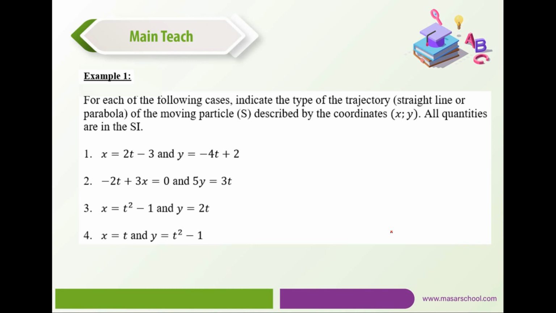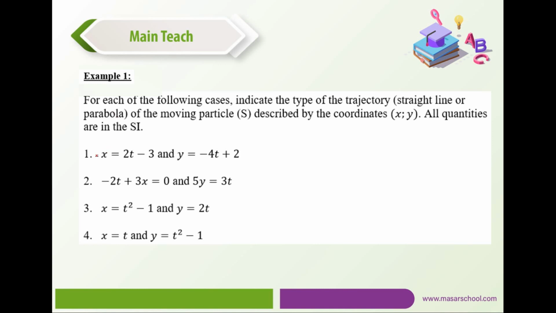Now example 1: for each of the following cases, indicate the type of the trajectory, straight line or parabola, of the moving particle as described by the coordinates x and y. All quantities are in SI. So the question is very specific. We need to indicate the type of the trajectory. We do not need to find the trajectory equation.